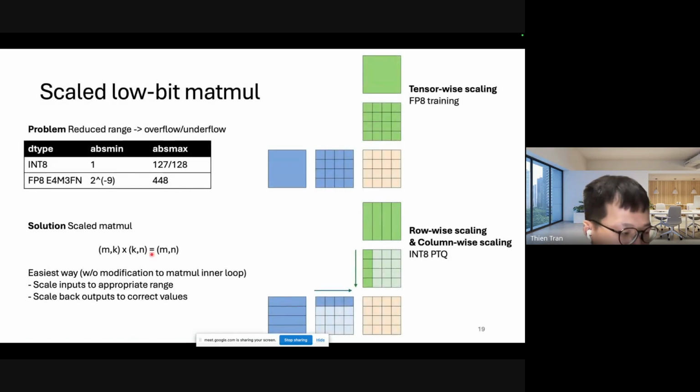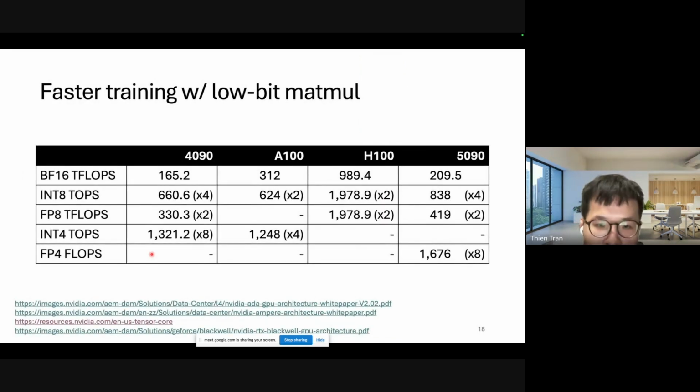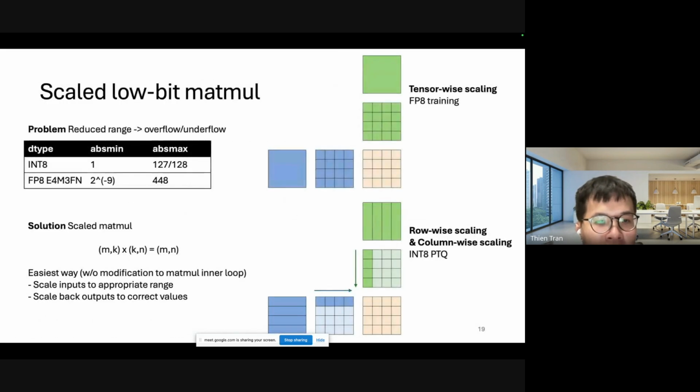So there are problems with that, right? Because we can't just use low bit right away. The biggest problem is that they have very different scale or range of values. For example, in FP8 you have only this much, so it's still not enough to cover the whole range of BF16, for example.